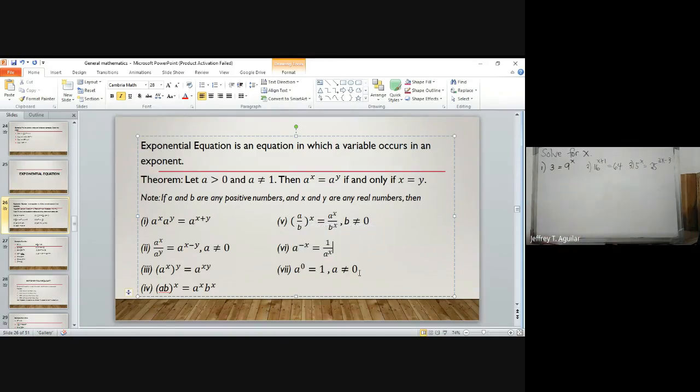Seventh property, you have here a to the 0 equals 1. So any positive number raised to the power of 0 is equal to 1. And your a here should not be equal to 0 because there is no such thing as 0 raised to the power of 0. Aside from the fact that a here is really greater than 0, an element of positive numbers. These are the properties that we are going to follow in order to solve exponential equations. And let us make use of all of this and put this into reality by having the following example.